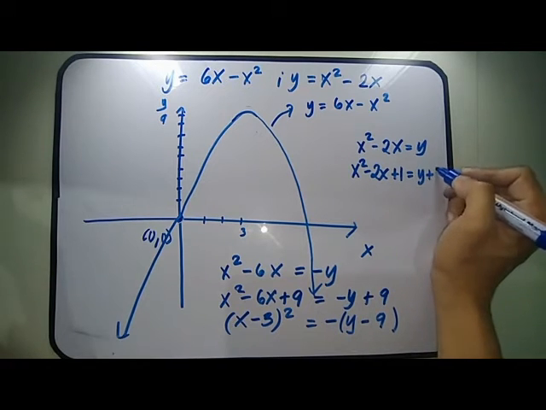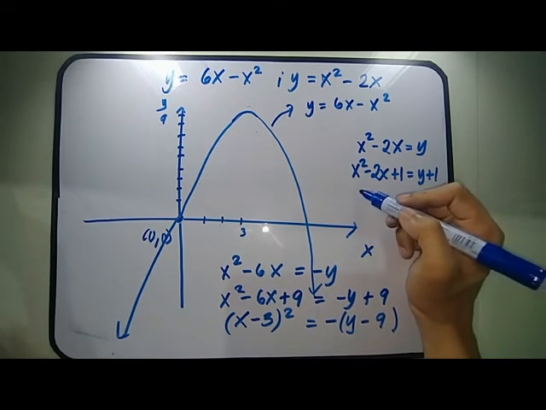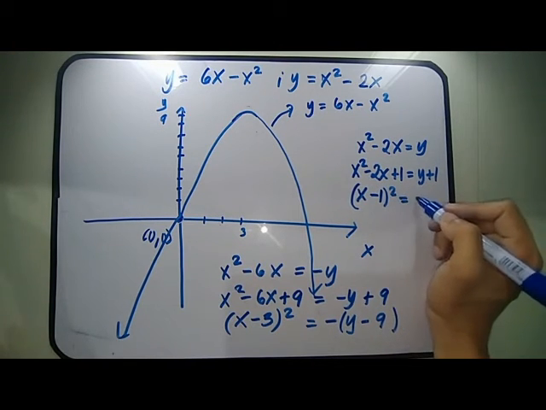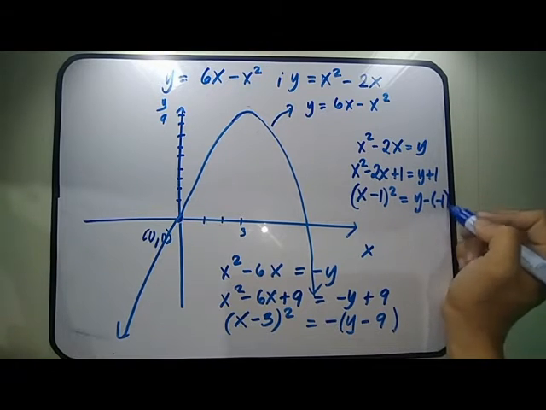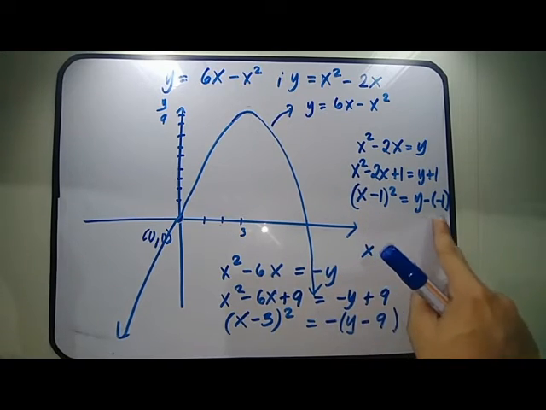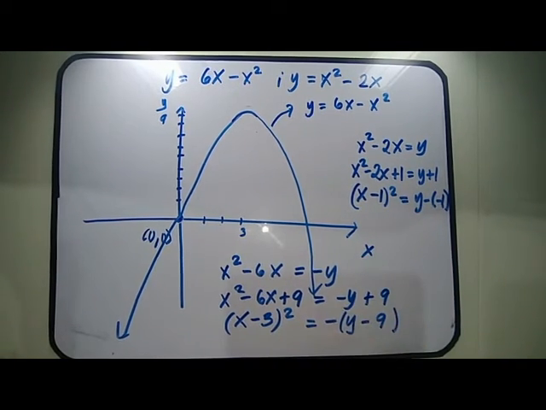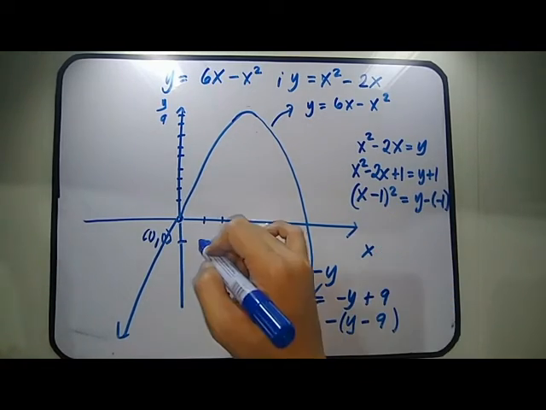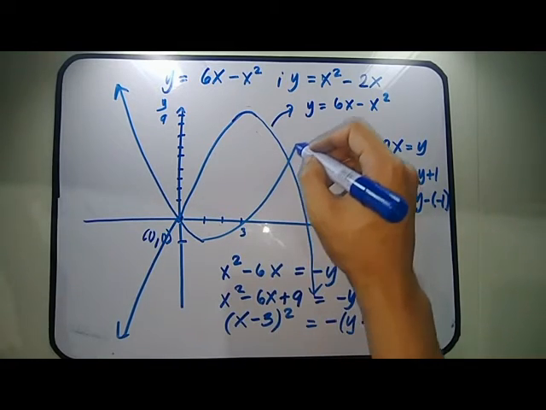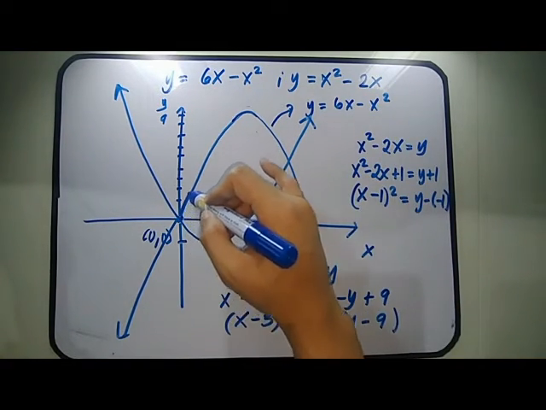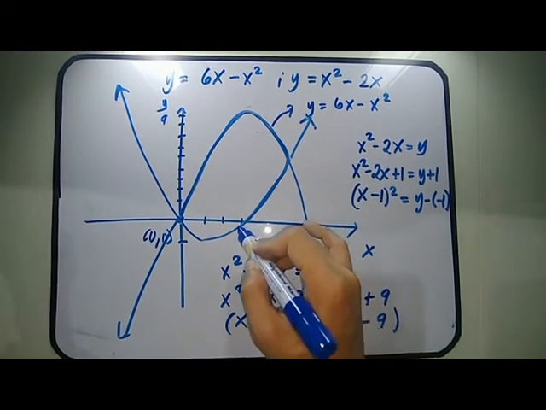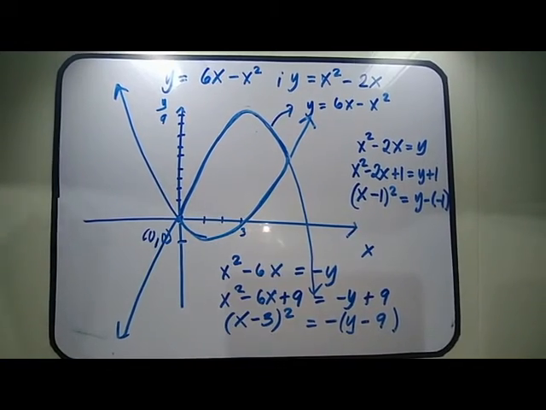So this is the quantity x minus 1 squared is equal to y minus negative 1. So that is the form. Therefore, you can say here that your h is 1 and your k is negative 1. So the vertex is at 1, negative 1. Just plot those vertices. Y is positive, therefore it's projected upward. And this is our required area here, the area that is bounded by those two parabolas.